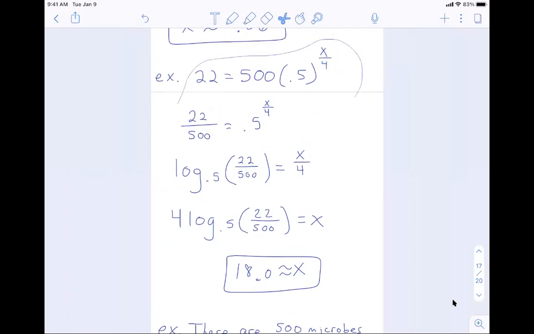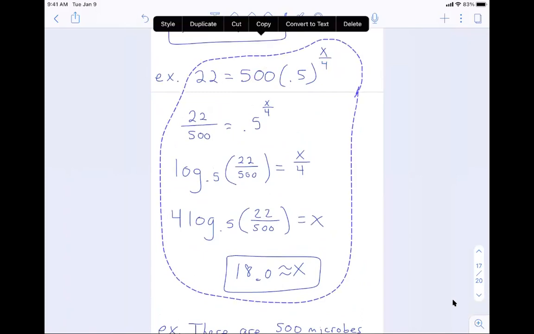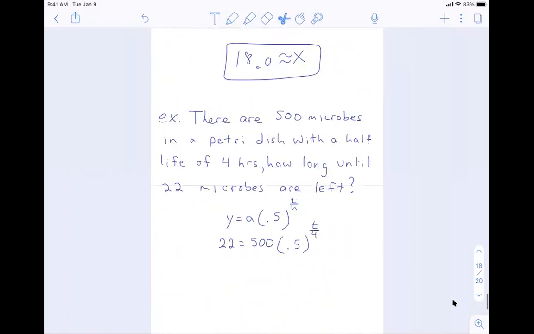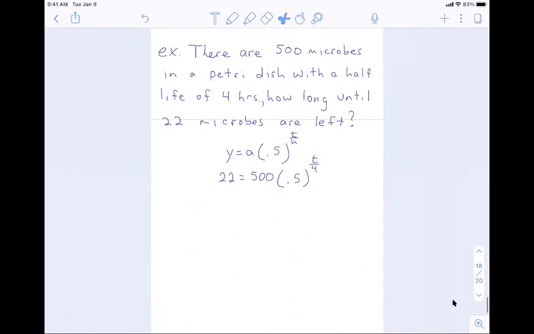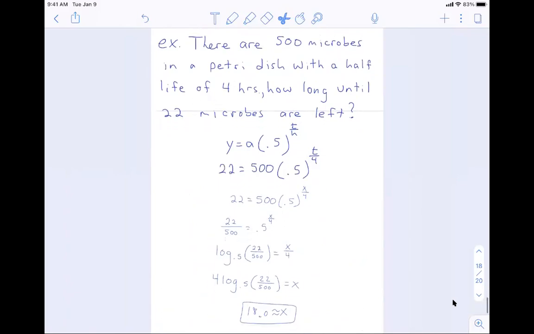So this is the work to solve this problem. Okay. So it would take about 18 hours. All right, I'm going to have you guys practice some on a class kick here for about 10 minutes.